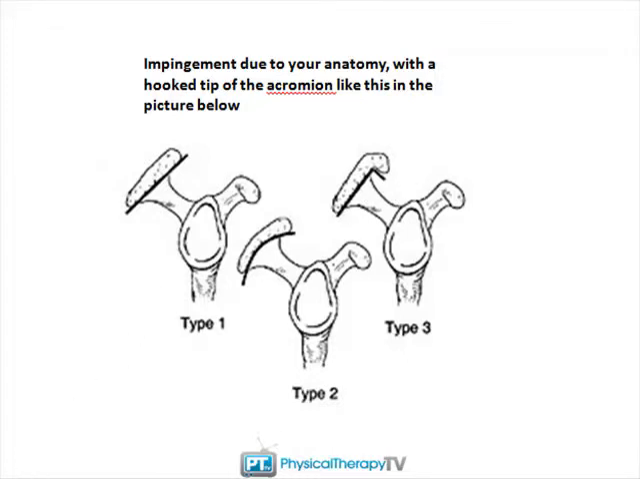Obviously impingement first, and this is something that doctors or orthopedic surgeons can address by doing what is known as acromioplasty, where they surgically remove a portion of the tip of the acromion bone, so that you don't have that pressure on the rotator cuff tendon.